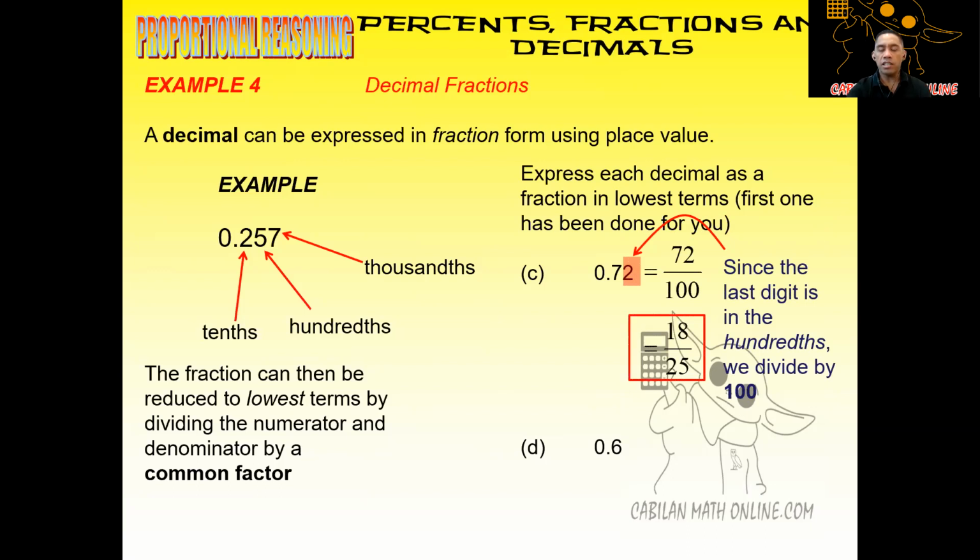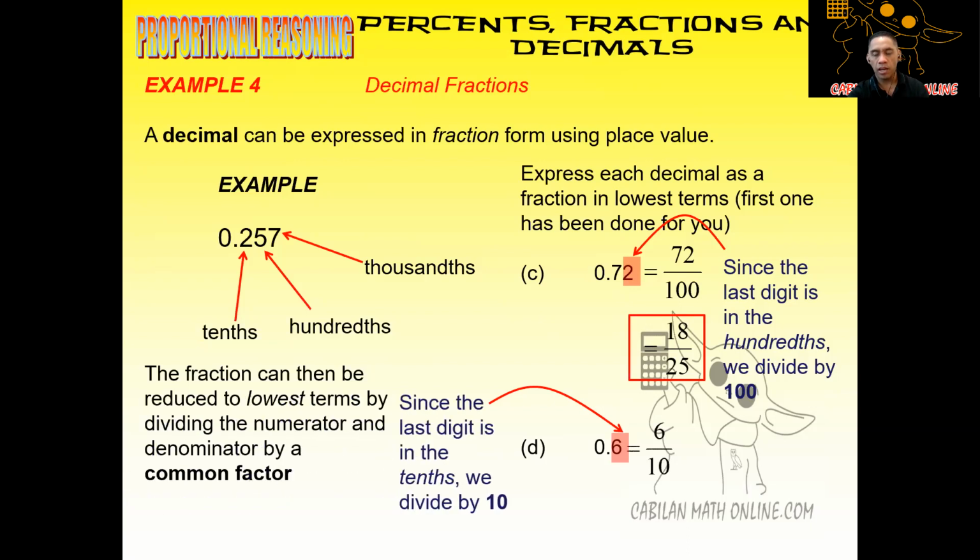All right, last but not least here for 0.6, okay? What we want to do here is to take a look at the 6 here first, and then I want you to take a look at the example there on the screen, and I want you just to ask yourself, what place value does that 6 belong to? Now, if you take a look, the 6 belongs in the tenths column. So what we're going to do with that 6 is put it over 10. That's all we have to do here. Okay, and that in lowest terms, that's going to be 3 over 5.